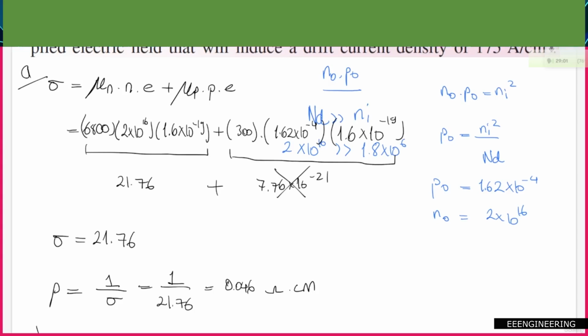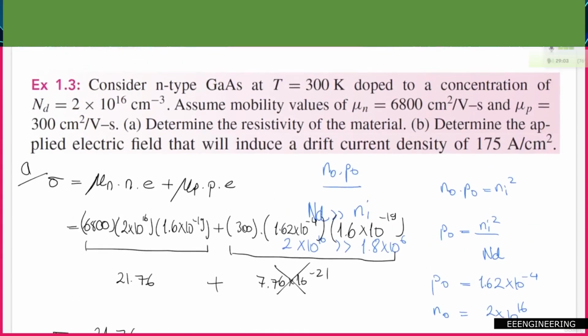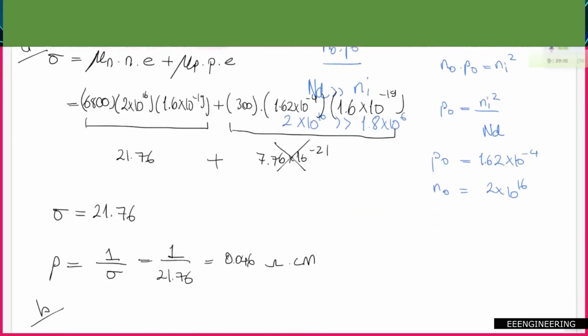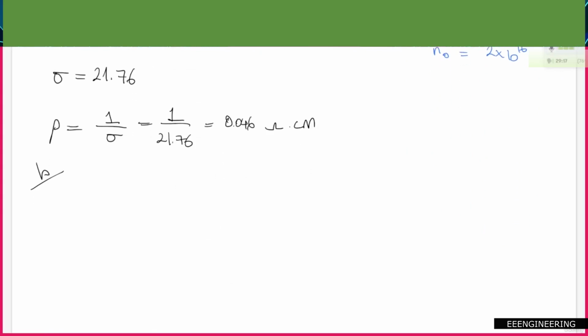Part B is a lot easier than part A, because in part A we found the necessary information we need in order to move on with part B. In part B, we're going to determine the applied electric field that will induce a drift current density of 175 amperes per centimeter squared. So basically, we already know the drift current density J is equal to E, the electric field, times conductivity, or E over ρ, which is resistivity.